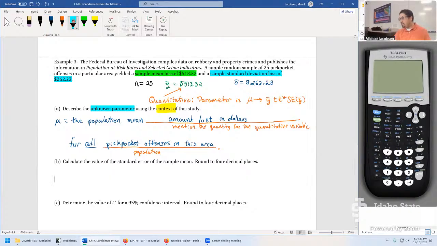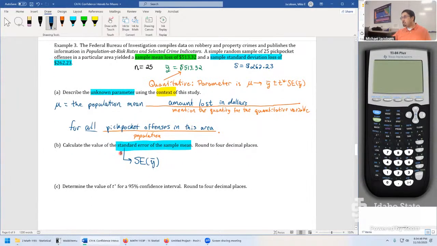So for the standard error of the sample mean, the symbol this time is SE of Y bar, SE for standard error, Y bar just because that's our new statistic this time. So this becomes kind of a fun standard error to calculate based off what we've done historically. Last chapter, this was a bigger operation. This is just S divided by square root of N. So this will be S, 262.23, divided by square root of the sample size N, which is 25. So just 5 down below there.